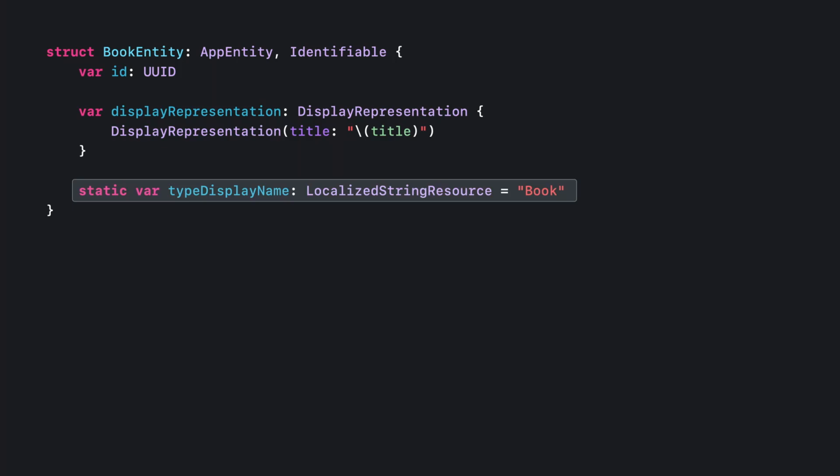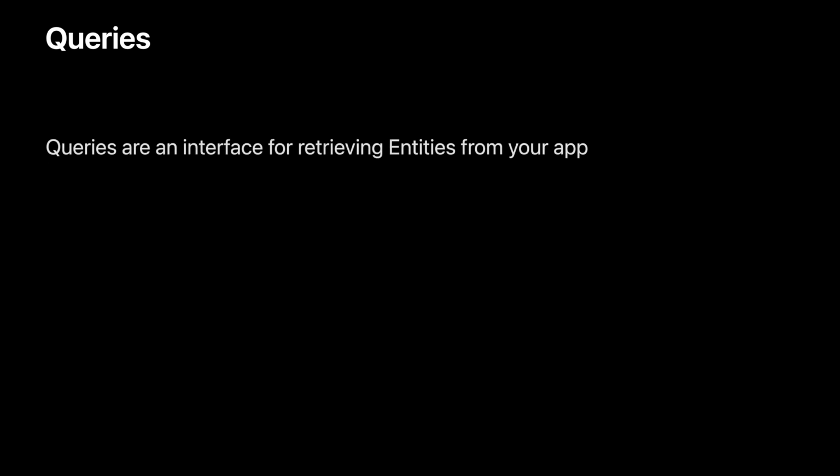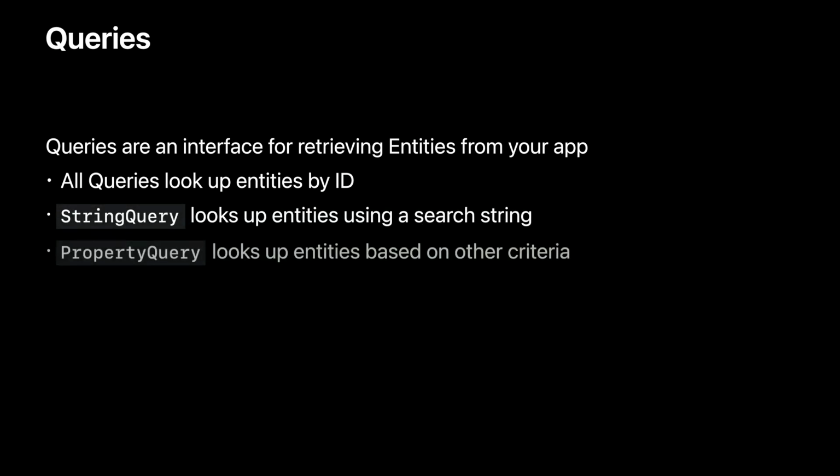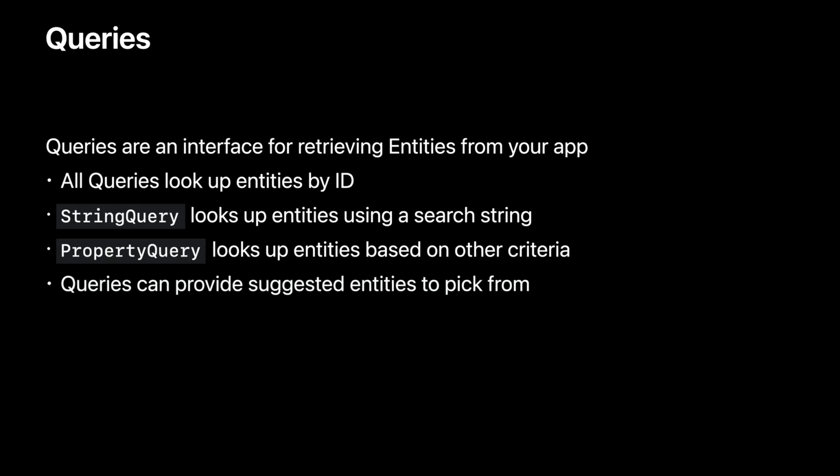Now, to round out the book entity, I need to add a query. A query gives the system an interface for retrieving entities from your app. Queries can look up entities in a few ways. All queries need to be able to look up entities based on an identifier. String queries support search, and later you'll run into property queries, which are more flexible. All queries can also provide suggested entities, which allow the users to pick from a list.